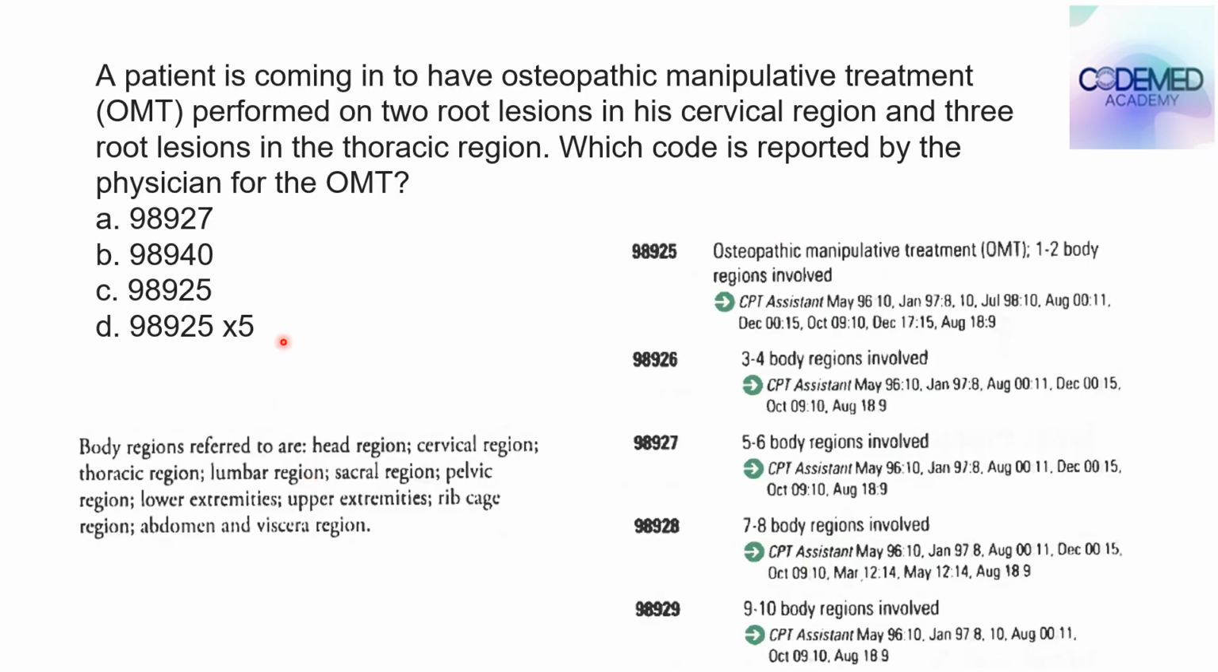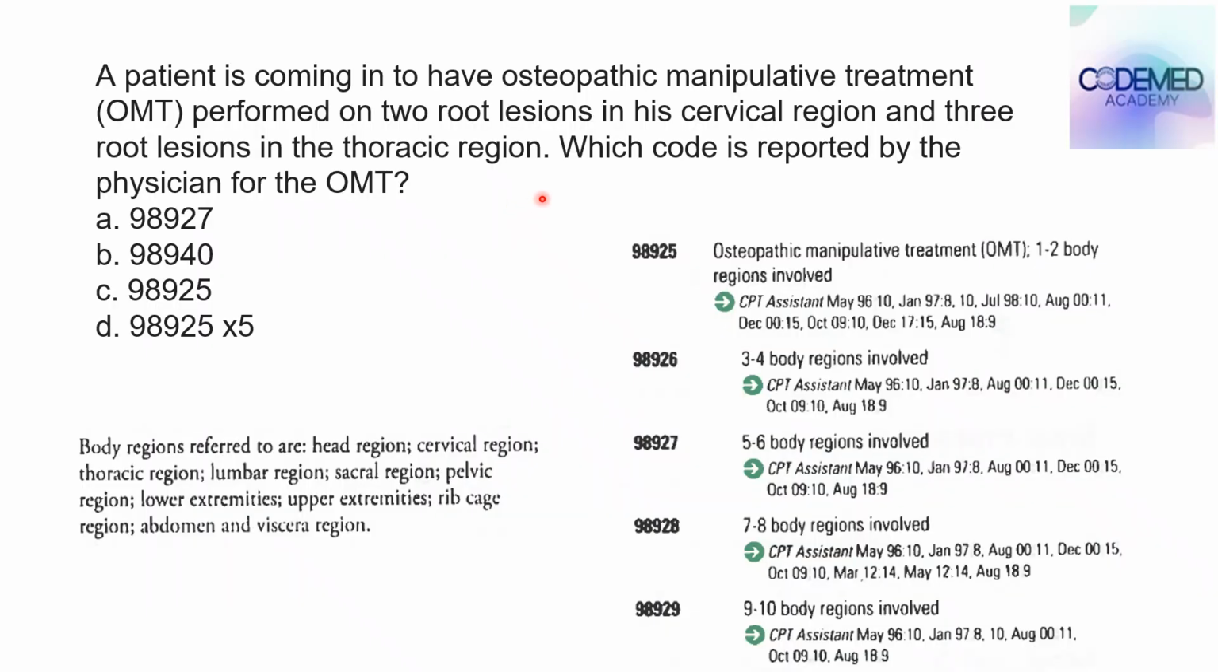So let us take one question. A patient is coming in to have osteopathic manipulative treatment performed on two lesions in his cervical region and three lesions in the thoracic region. Which code is reported by the physician for the OMT? Now, the lesions may be one or two, but what is important is the region. So let us understand: there is the cervical region and then the thoracic region.